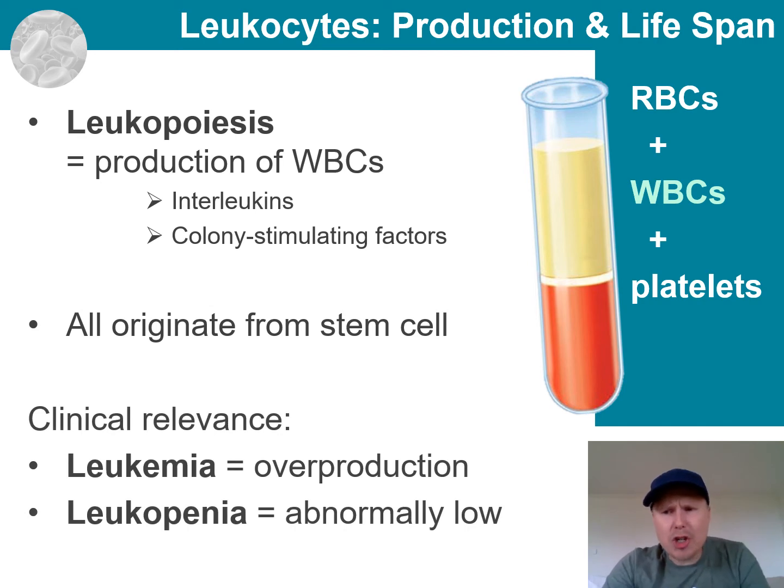And I want to mention here leukemia, which refers to the overproduction of abnormal white blood cells. An abnormally low white blood cell count, then again, is referred to as leukopenia. So that's all I wanted to say about white blood cells.